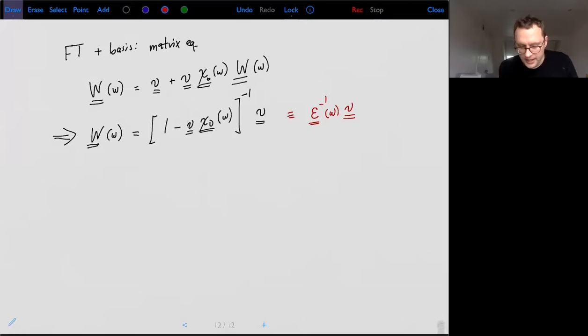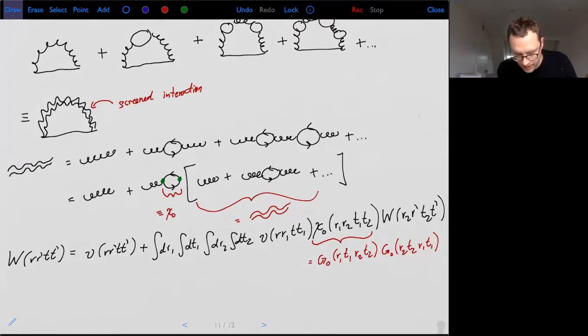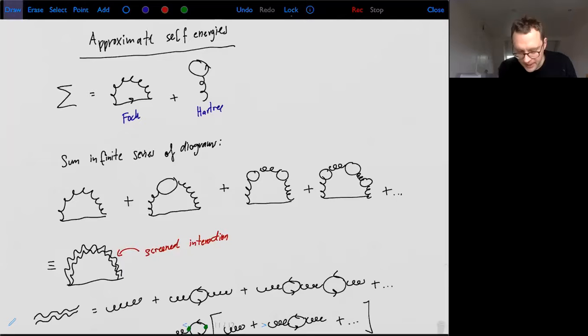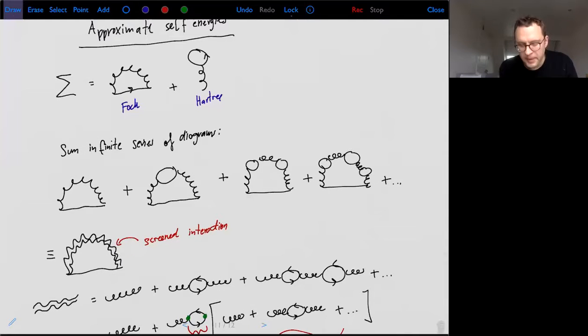Right. Okay. So let's take a step back. What have we done? So we have basically taken our Fock diagram, and we have replaced the bare interaction in the Fock diagram by a screened interaction, right? And that corresponds to actually summing up an infinite series of diagrams. And so this one diagram actually represents an infinite number of diagrams.